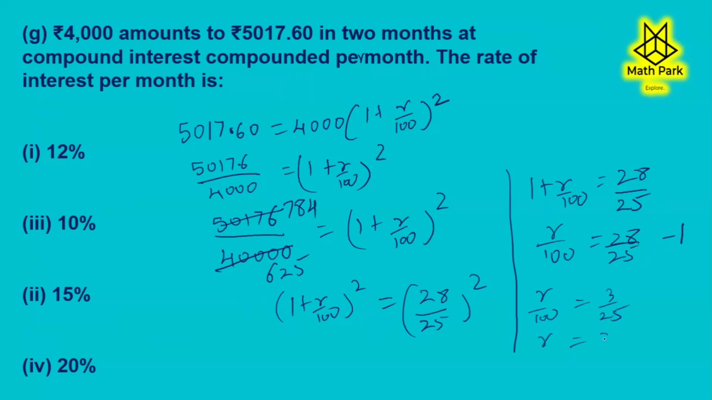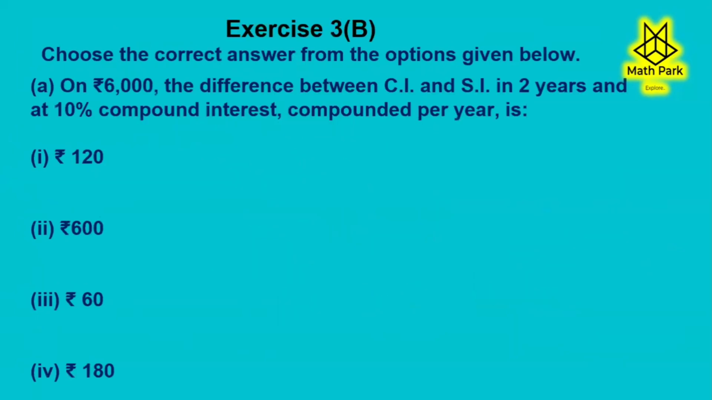So R is equal to 3 upon 25 times 100. Simplify 25, 4 is 100. 3 times 4, 12% is the rate of interest per month. Okay, little calculation, but you should be able to do fast when we are doing MCQs. So this is how we have done with 3A. Let us start with 3B.